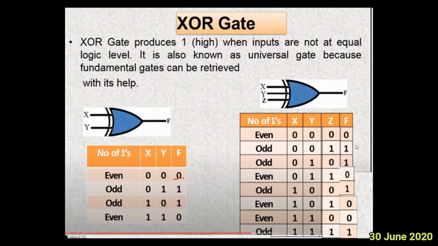Now you come to the 3 variable exclusive OR gate here. Number of ones is 0, output is 0. Number of ones is 2, output is 0. Number of ones is 2, output is 0. Number of ones is 2, output is 0. If the number of ones is even, output is 0. If the number of ones is odd, you see here number of ones is 1, output is 1. Then number of ones is 1, output is 1. Number of ones is 1, output is 1. Then number of ones is 3 here, which is odd, therefore output is 1. That's how you have to remember.